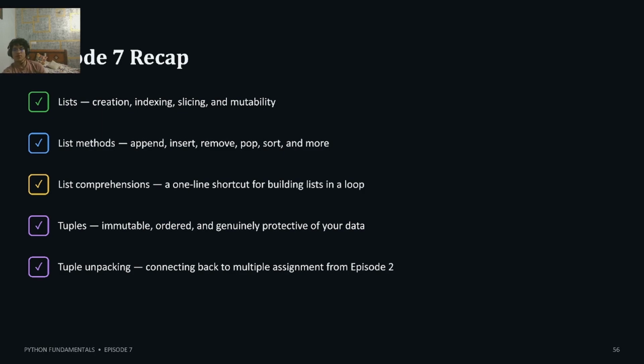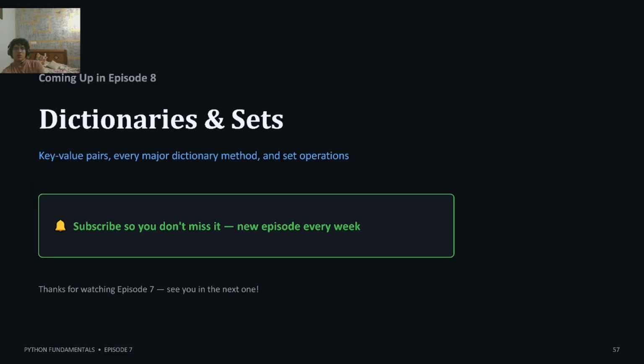And then we covered tuples. Tuples are immutable, ordered, genuinely protective of your data, plus unpacking, which connects all the way back to multiple assignment in episode 2. In episode 8, we are covering dictionaries and sets, key-value pairs, every major dictionary method, and set operations. Dictionaries build directly on everything we covered today. So, if list methods and comprehensions feel solid to you, right now you are in a genuinely great position.